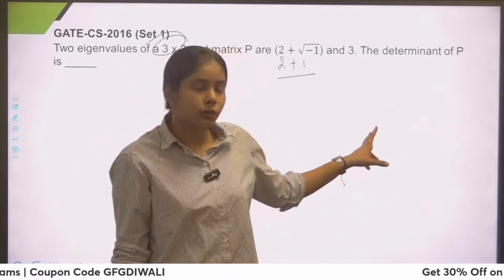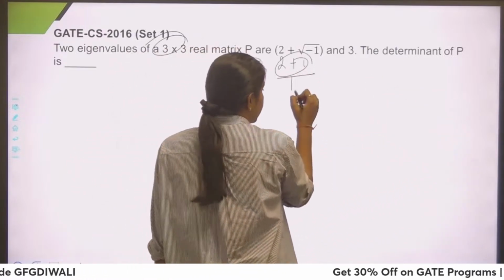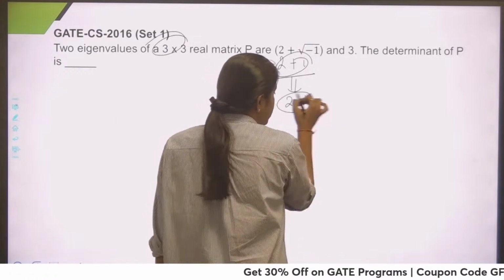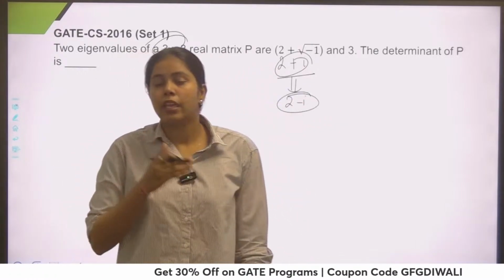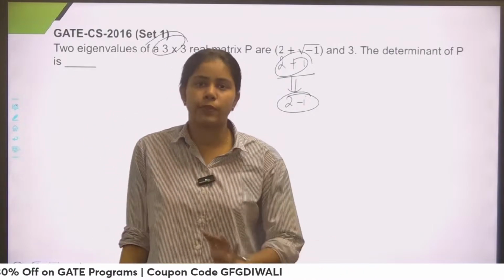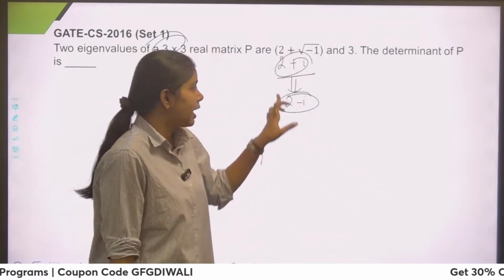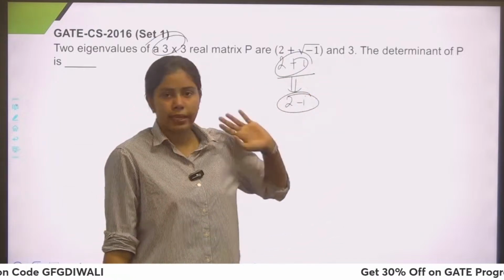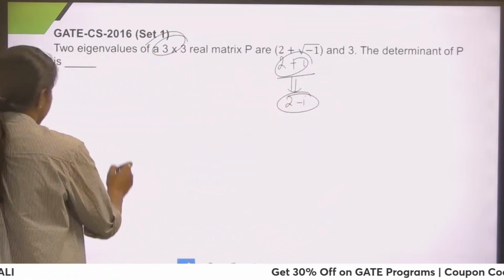So if this is a root, then we also have a root, that is 2 minus i, because complex roots always occur in pairs. If x plus iy is a root, then x minus iy would always be a root, right? So that means I have three roots here: 2 plus i, 2 minus i, and 3. What they have asked? Determinant of P.